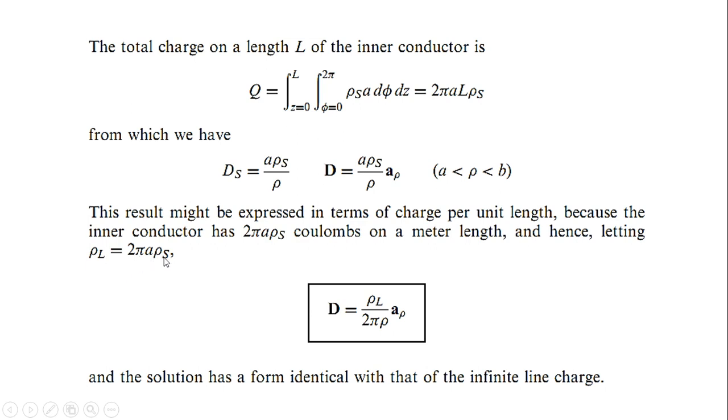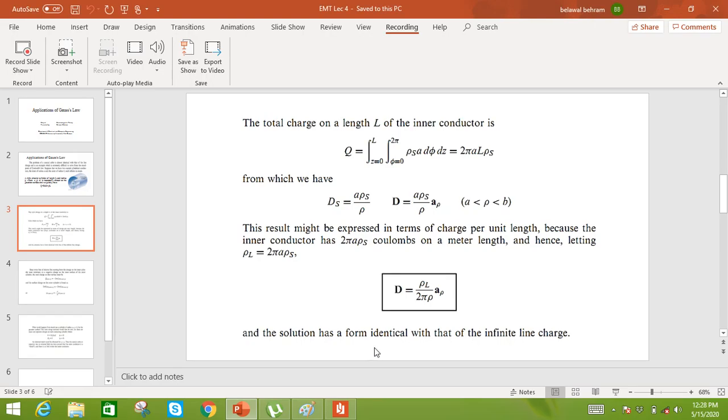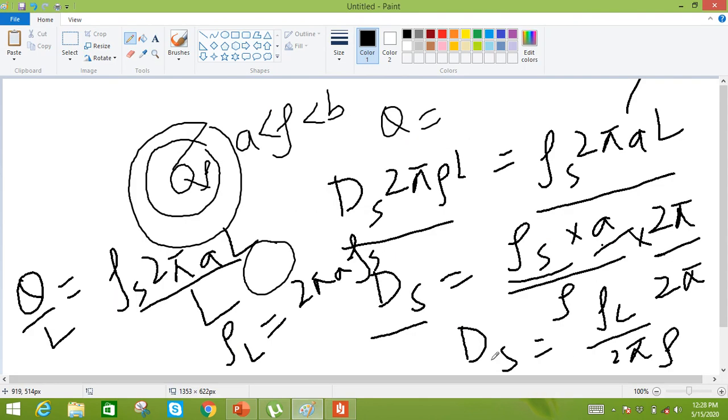जिस तरह already हमने rho L calculate कर लिया, it was equal to 2 pi a rho s. So rho L will be equal to 2 pi a rho s, so इससे हम d निकाल सकते हैं, and d will be equal to rho L divided by 2 pi. जिस तरह हमने यहाँ फाइंड कर लिया that ds will be equal to rho L divided by 2 pi.